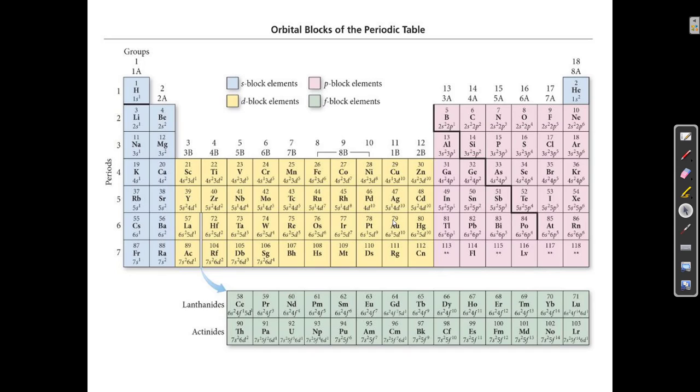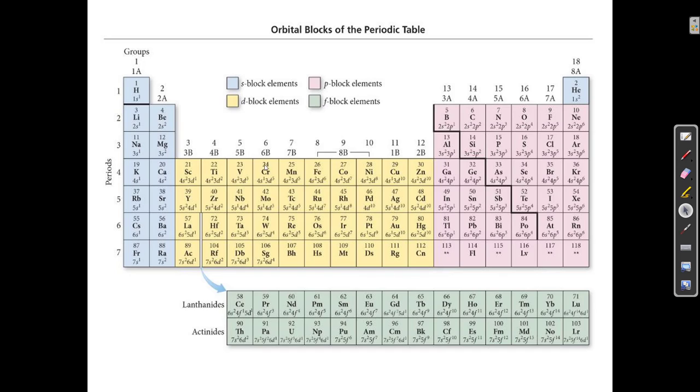Copper, silver, and gold are similar metals. We call them noble metals. They're good at conducting electricity. They don't react with other elements as much as other metals. So they are similar because they have similar electron configurations.